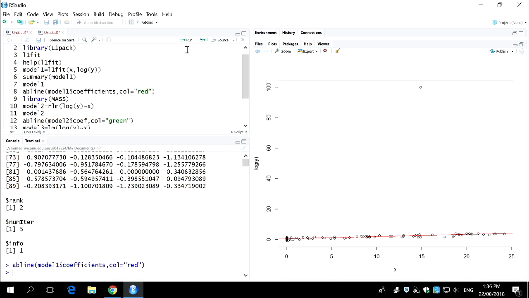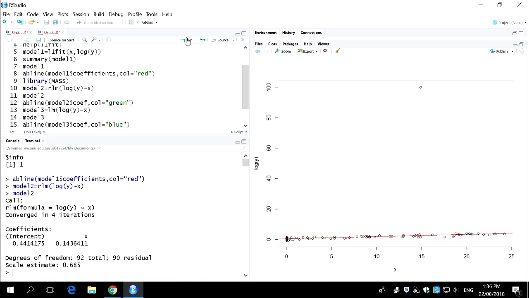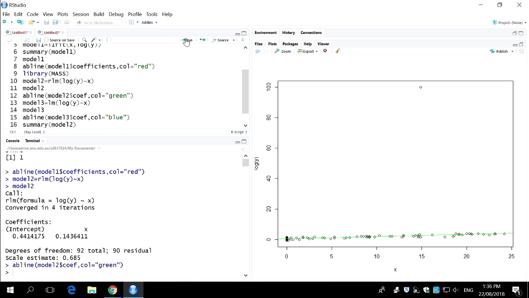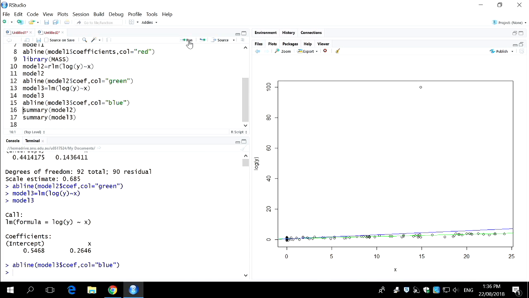That's what L1 fit does. L1 fit along here, the line really doesn't move, that point doesn't have much of an effect at all. Okay, let's see what RLM does. Okay, there's the green line, it basically went right on top of the red line. Let's see what least squares does. That line's different.